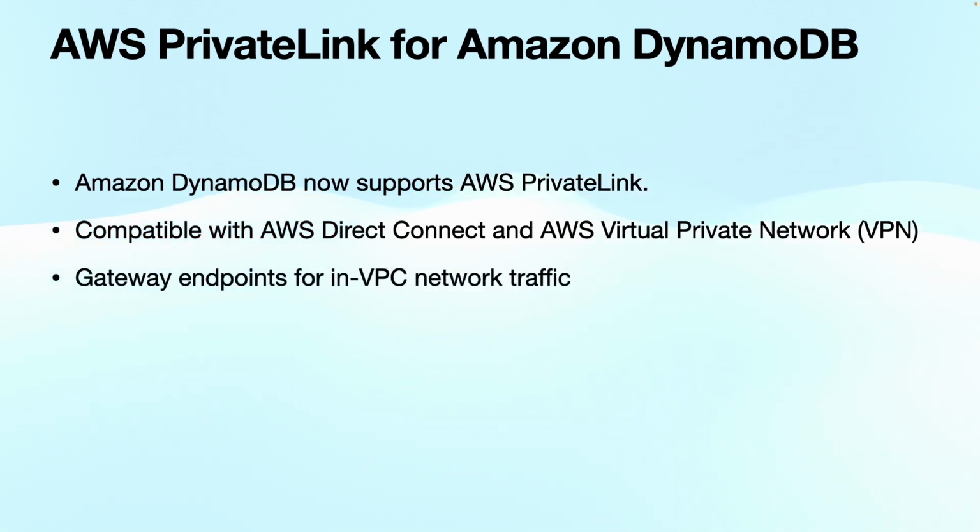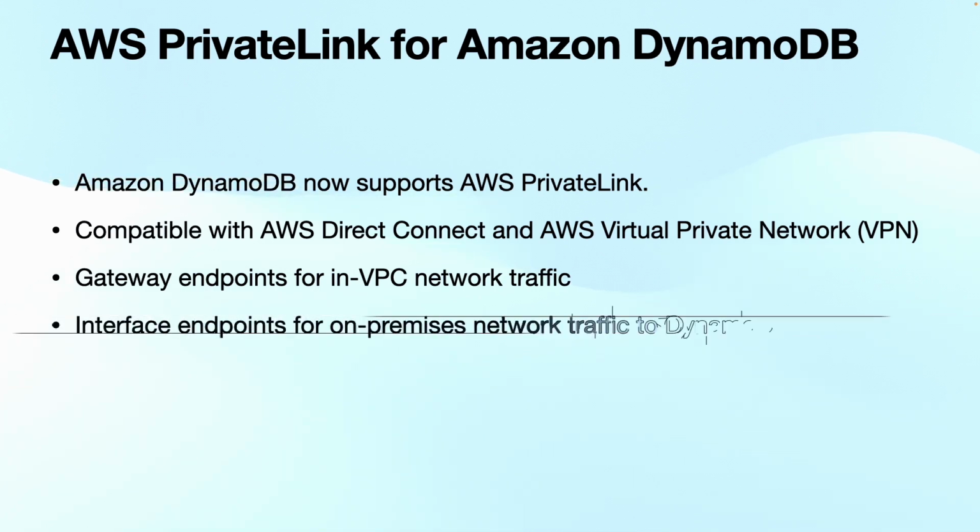We can use low-cost private network connectivity by using gateway endpoints for in-VPC network traffic. So for example, if you have an EC2 instance that needs to access Amazon DynamoDB using private network connectivity, we can set up gateway endpoints. And we can use interface endpoints for on-premises network traffic to DynamoDB. So if you have instances that need to access Amazon DynamoDB from your on-premises network, then you may want to set up interface endpoints that use AWS PrivateLink.